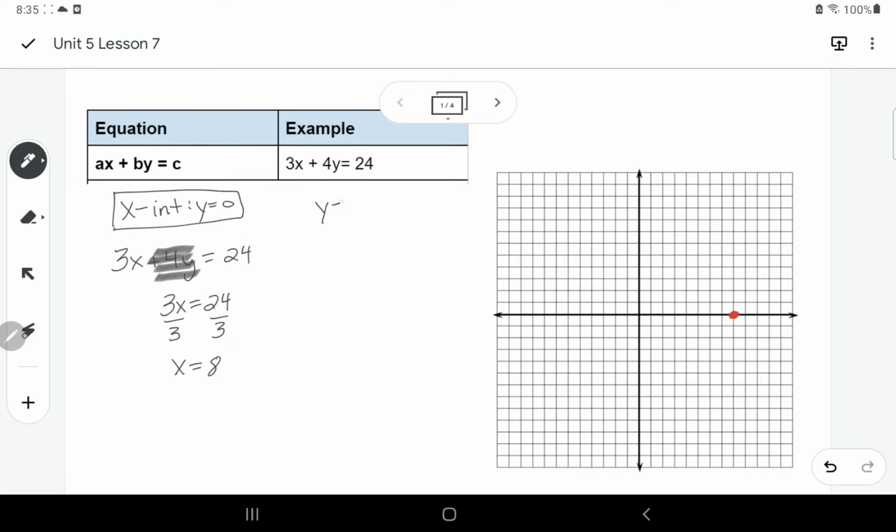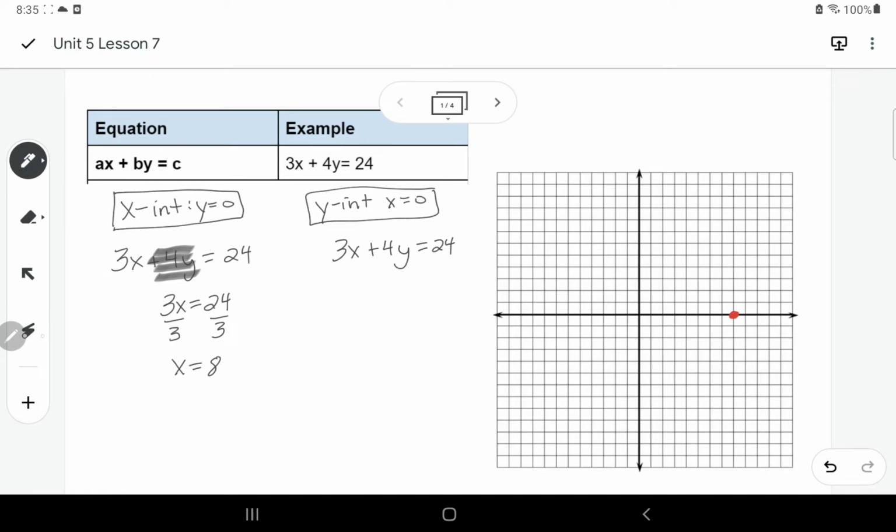Then I'm going to go back to my equation. And now I want to find the y-intercept. And where the y-intercept is, we know x equals 0. So again, the y-intercept is on the vertical y-axis, and all of these points on this axis have an x value of 0. So we've got our equation 3x plus 4y equals 24.